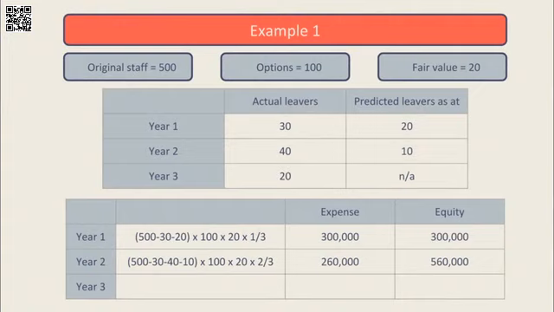In year 3, we can see that the staff numbers are updated. This time, we can use actual leavers for year 1 of 30, actual leavers for year 2 of 40, and actual leavers for year 3 of 20. In total, therefore, 90 members of staff have left, and the reserve is based upon the 410 members of staff remaining. The reserve needs to be adjusted to 820, an increase and thus expenditure for the year of 260.